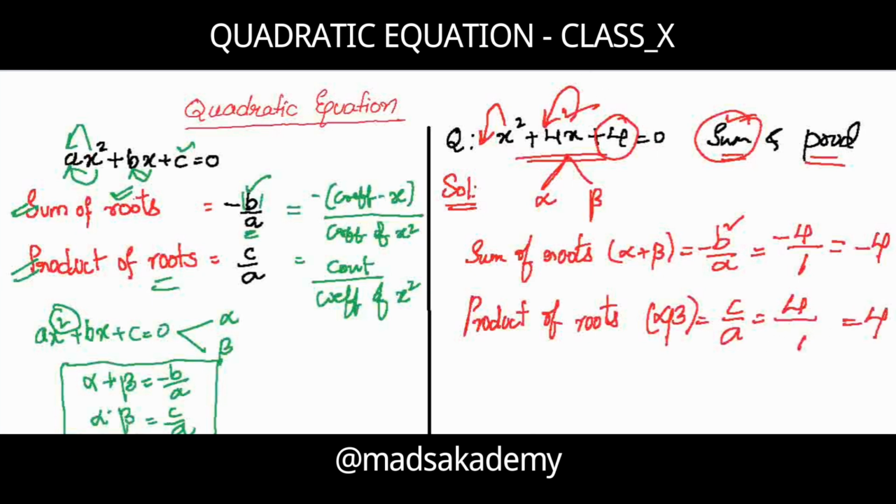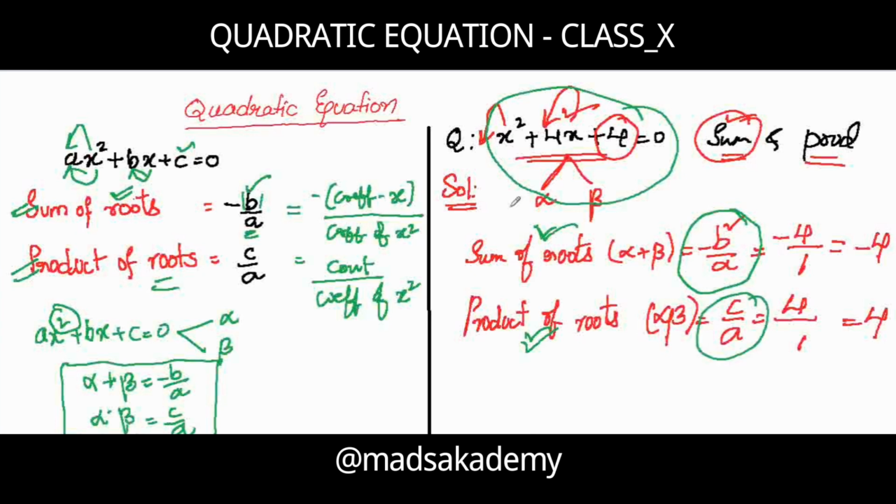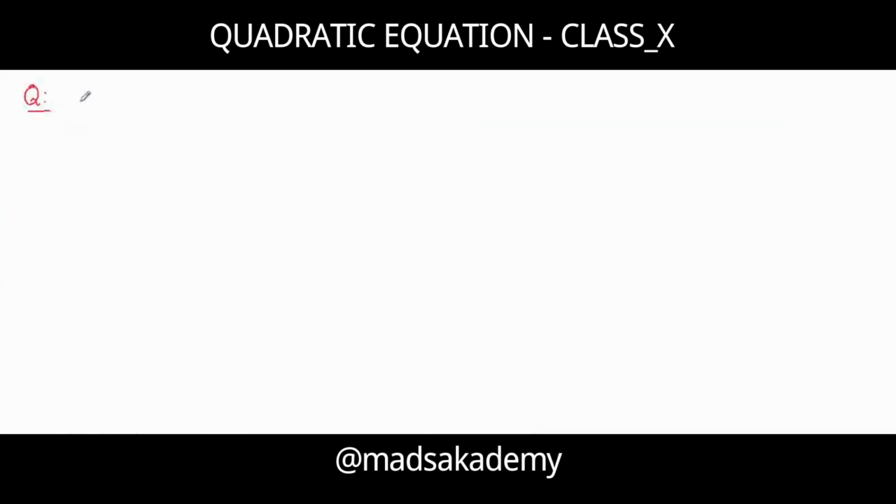Very simple. So consider a quadratic equation. They'll ask you the sum of the roots and product of the roots. Just remember the sum of the roots formula is minus b by a and the product of the roots formula is c by a. Just take the a, b, c values and replace them here. You will get the sum of the roots as well as the product of the roots.